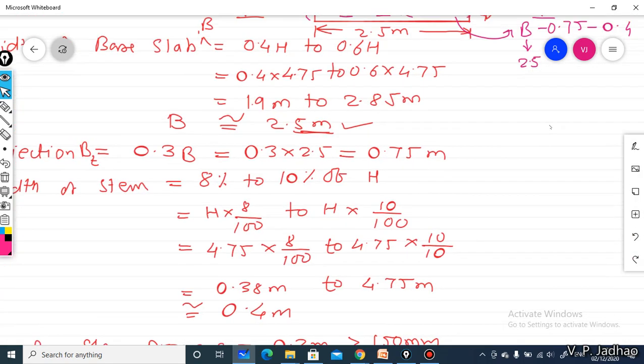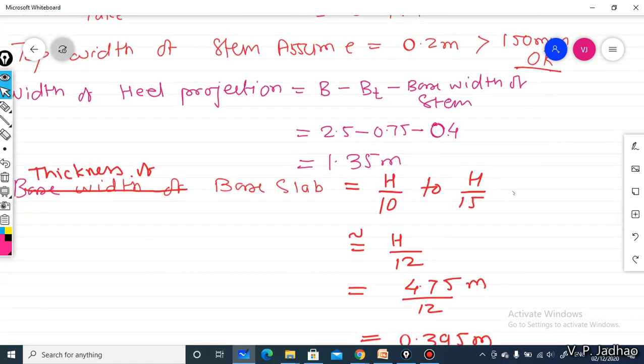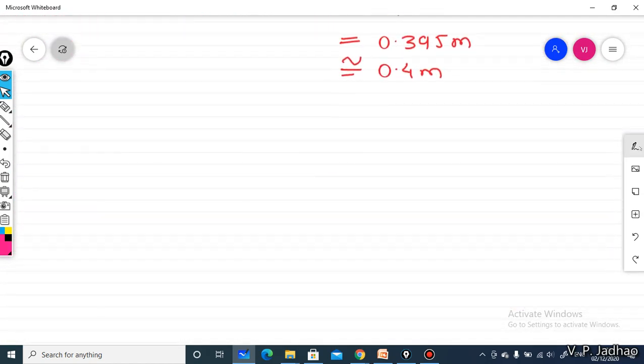So we have got this value as 0.4 meter. Almost we have fixed all the dimensions of your retaining wall. So we have got your retaining wall like this.